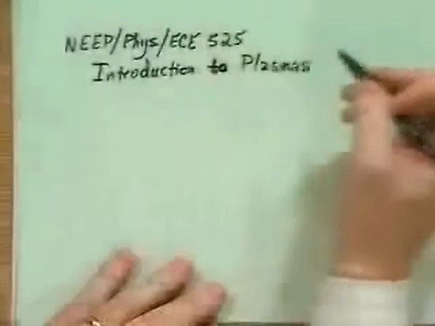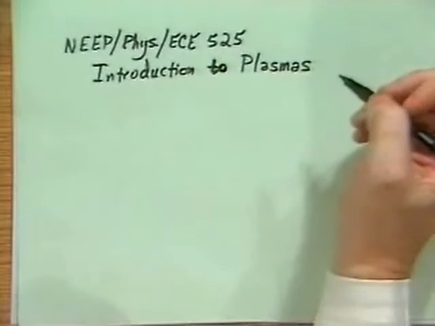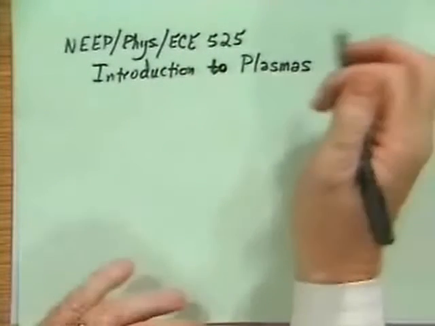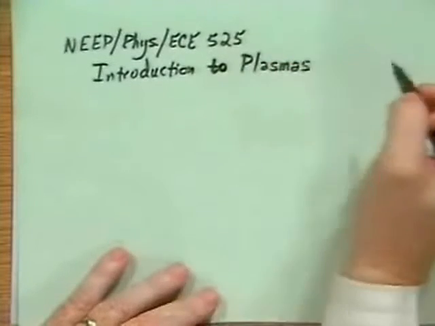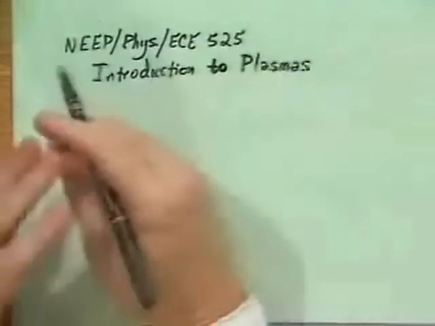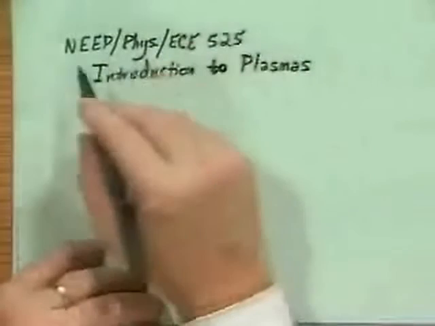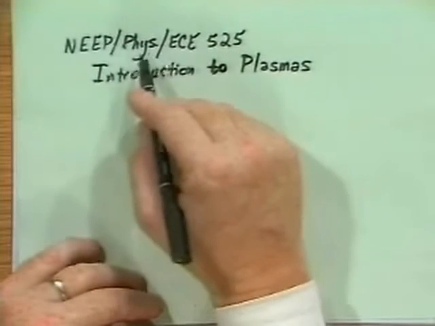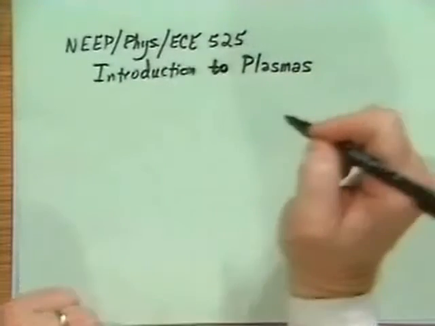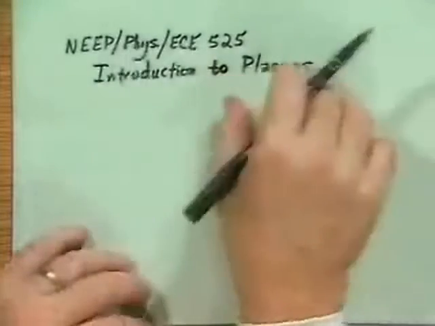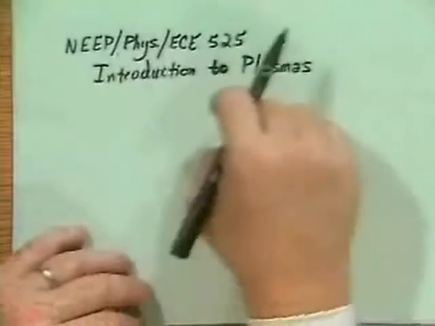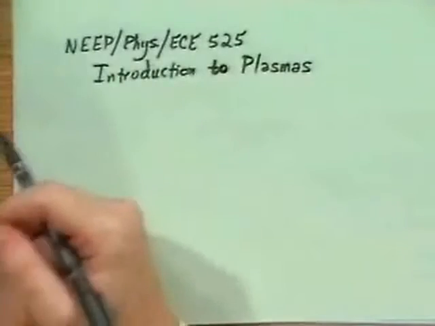Historically, the University of Wisconsin-Madison has had a very large involvement in plasma physics research and the development of the science of plasma science for the last approximately 30 years, since it was started by Don Kerst in the early 60s. It's a very active program in the nuclear engineering department, in the physics department, and in the electrical and computer engineering department, and that is the reason why this is a cross-listed course among the three departments.